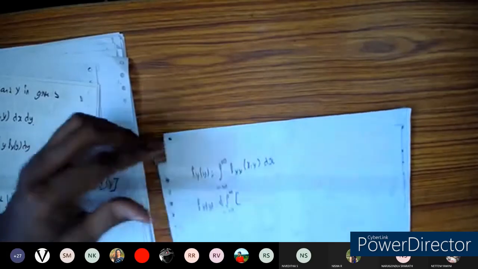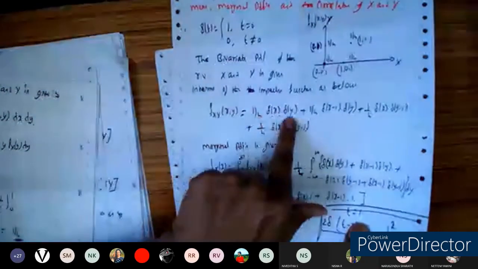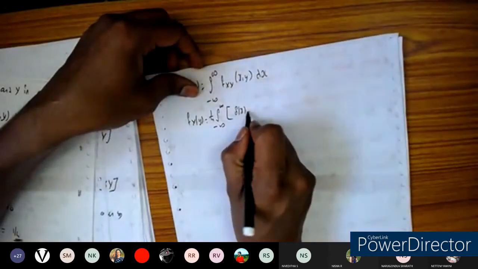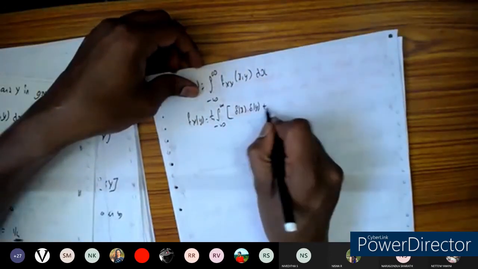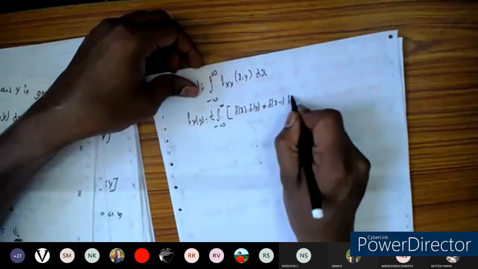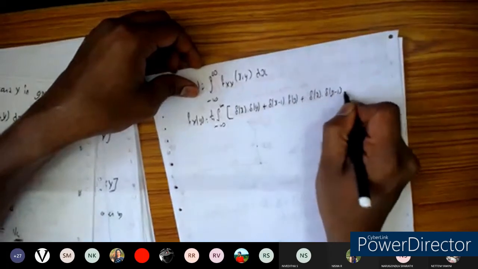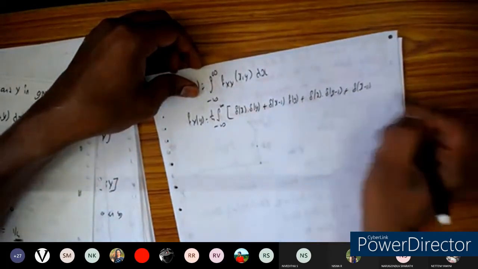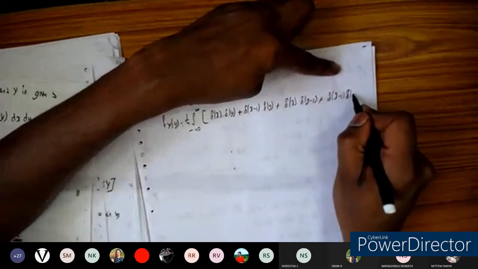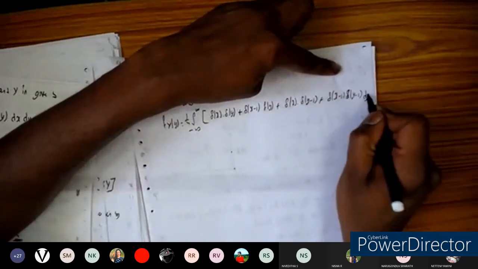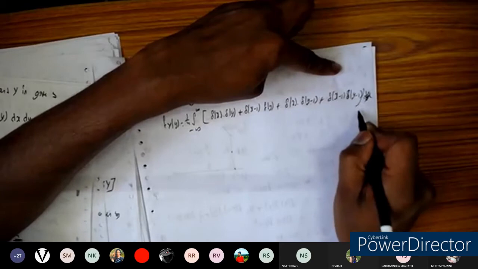So write the functions. The functions are delta of x into delta of y. So 1 by 4 I'm going to take outside here. So it is delta of x into delta of y plus delta of x minus 1 into delta of y plus delta of x into delta of y minus 1 plus delta of x minus 1 into delta of y minus 1 into dx. Sorry, this one will be multiplied with the dx.